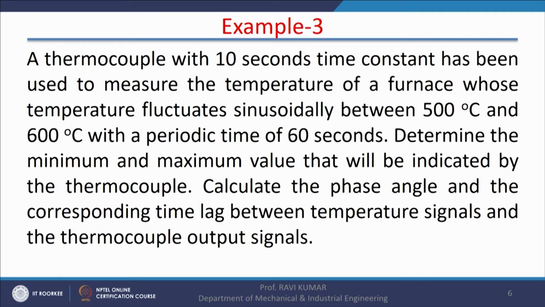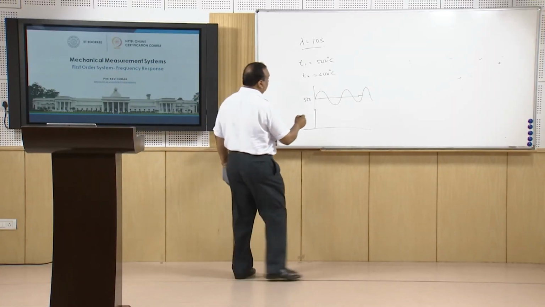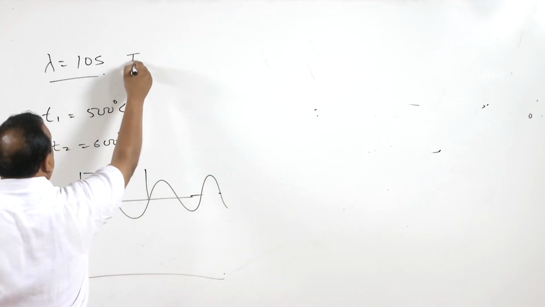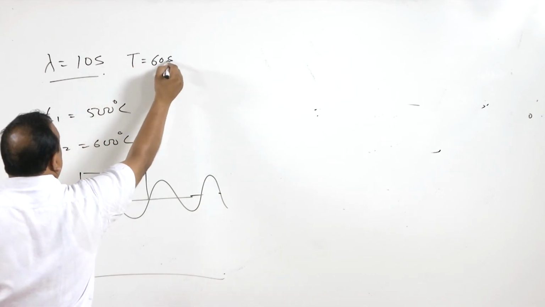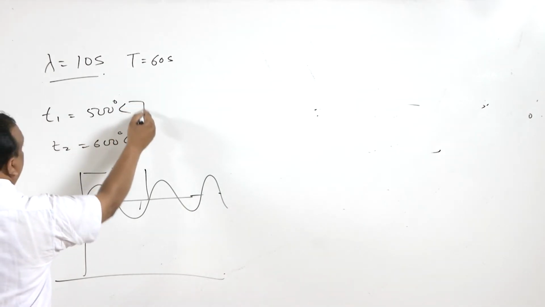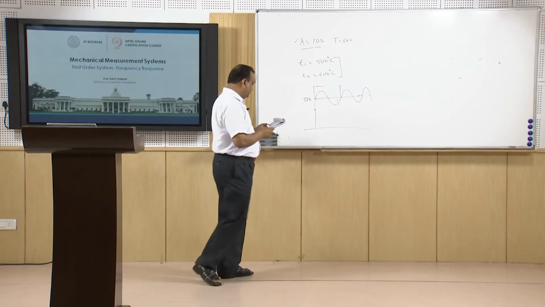Now, the time period is 60 seconds. So capital T is 60 seconds for this frequency input. Determine the minimum and maximum value that will be indicated by the thermocouple. Again, for this minimum and maximum value, thermocouple with time constant lambda, what is going to be the minimum and maximum value for temperature measurement?